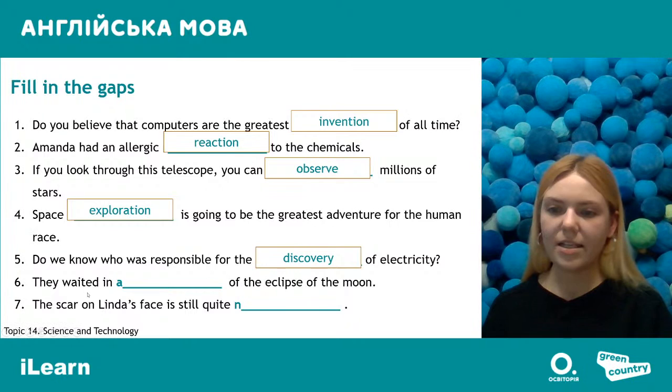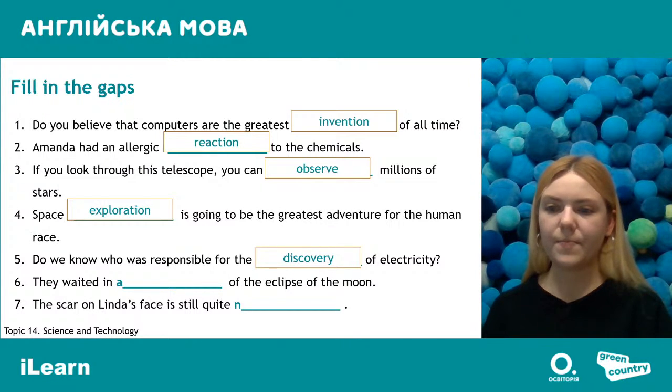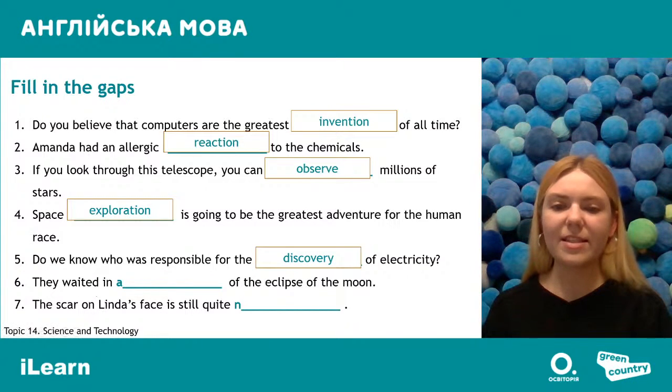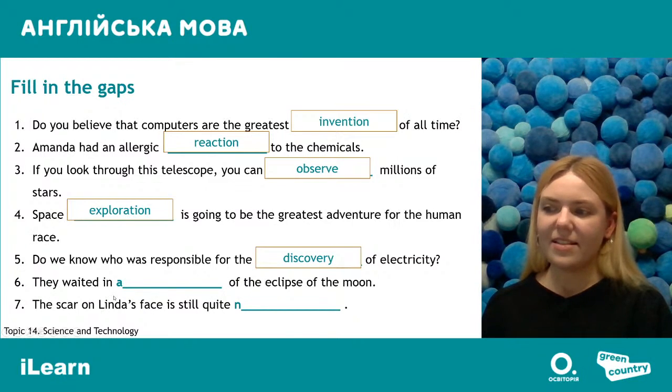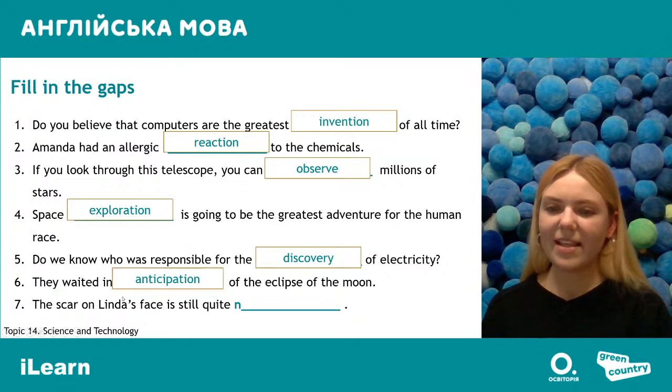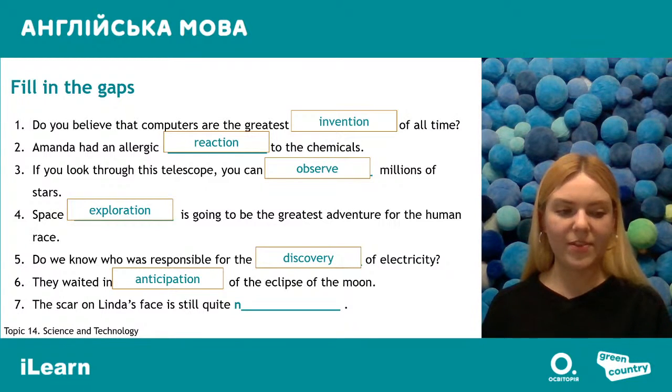Good. 6. They waited in of the eclipse of the moon. Eclipse – it's затемнення. Затемнення місяця. So they waited in, and again we need to use a noun here. And that will be in anticipation. Вони були в очікуванні, in anticipation of something, в очікуванні чогось. That is a very good phrase.